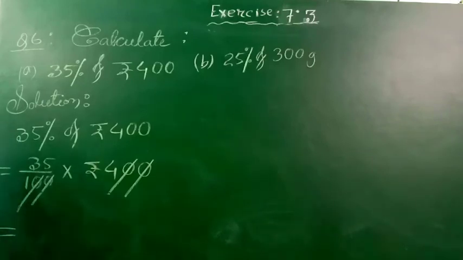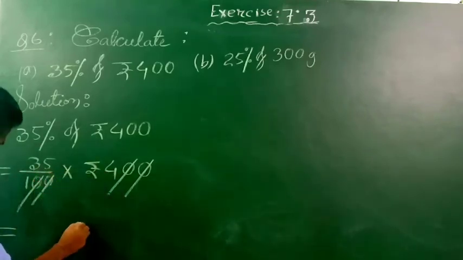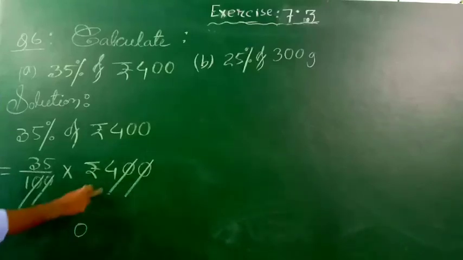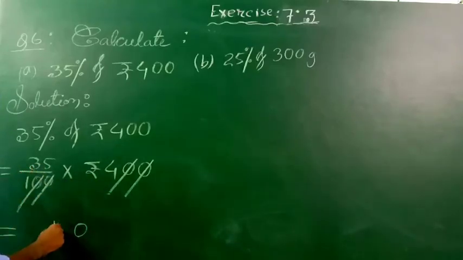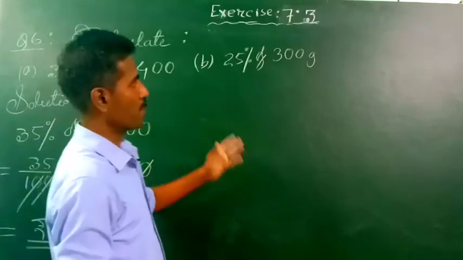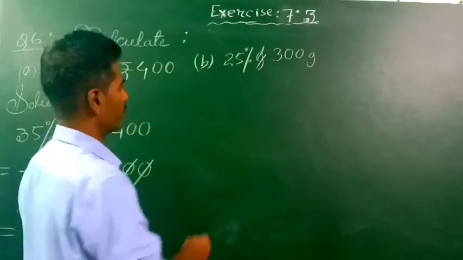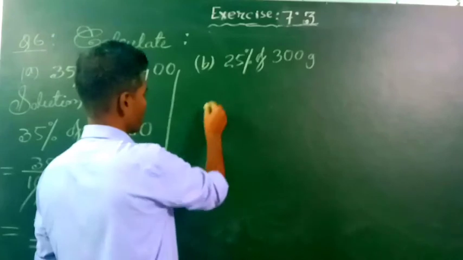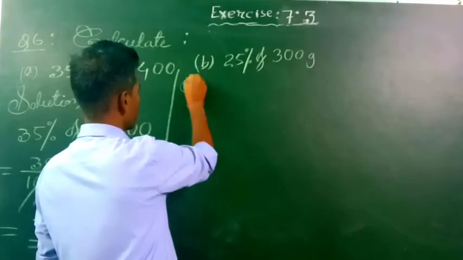So now see, 4 times 5 is 20. Carry over 2. 4 times 3 is 12. Carry over 2, 14. Rupees 140 is the answer. Rupees 140 is the solution of question number 6, sub question A. Now B, see, 25% of 300 gram. Very simple. See, solution.